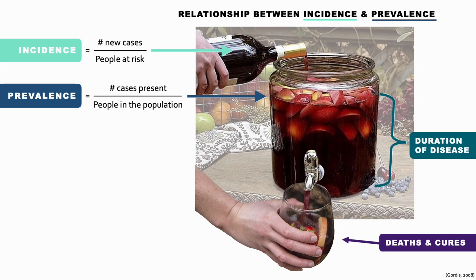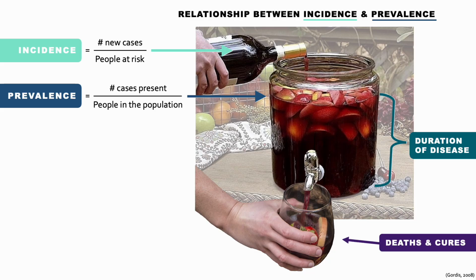As new cases occur in the population, represented here by the wine bottle pouring more liquid into the top of the container, they become prevalent cases. When people with the disease are cured or die, represented here by getting poured out into a glass, they cause the total volume to decrease, so the prevalence decreases. If new cases of the disease are occurring at the same rate at which people are either dying or being cured, the prevalence will remain the same.